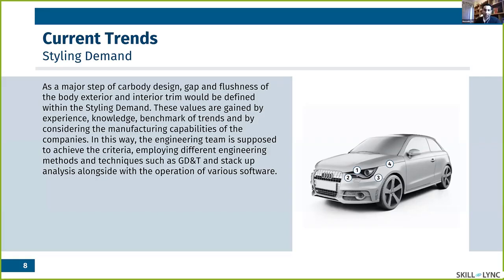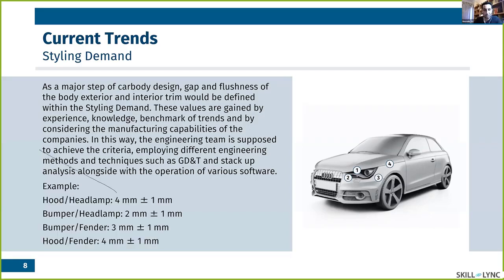Now look at the car again. You see some points on the exterior of the car, which are marked by numbers. The first number represents the gap between hood and headlamp, which is considered to be, for example, 4 millimeter with a tolerance of 1 millimeter. Then the number 2 is the gap between bumper and headlamp, which is 2 millimeter plus minus 1 millimeter. I mean, tolerance is 1 millimeter plus minus.